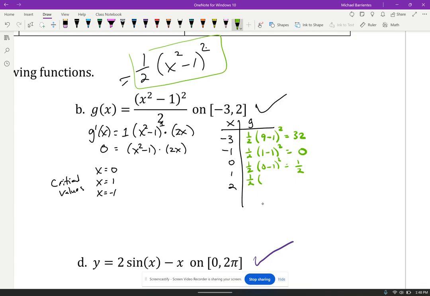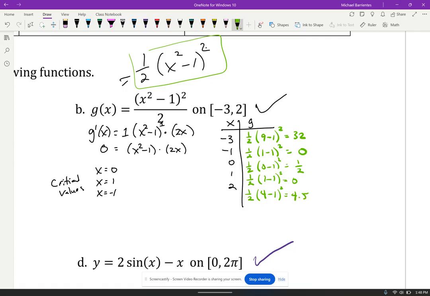1/2 times 1 squared minus 1 squared. That's going to be 0 again. And then 1/2 times 2 squared, that's 4 minus 1, and then everything squared. I believe that's 3 squared, that's 9, and then half of 9 would be 4.5.